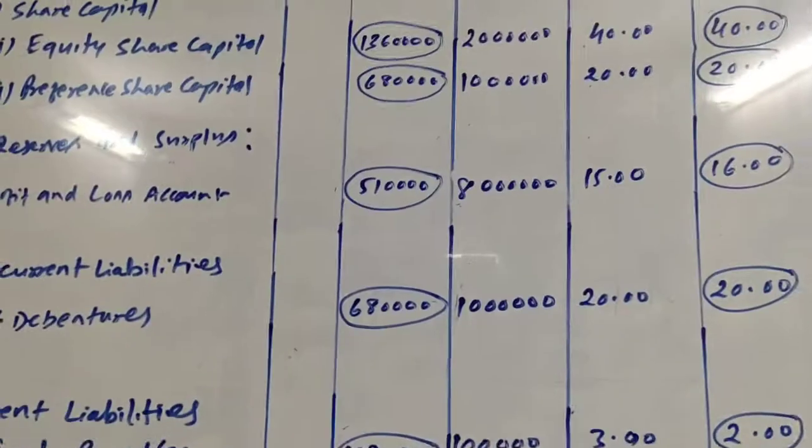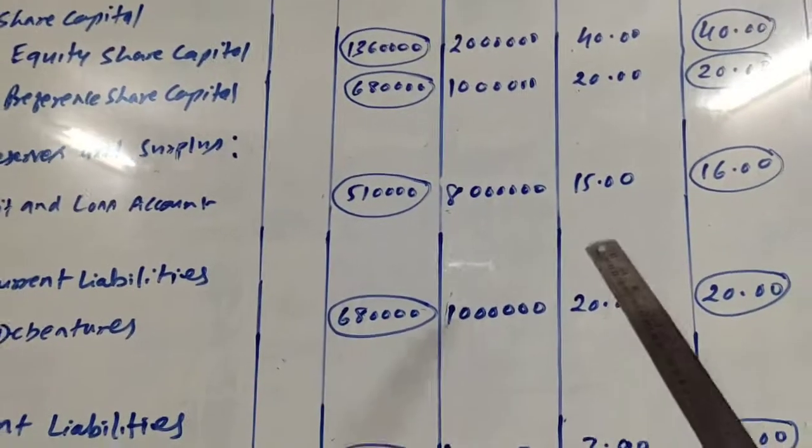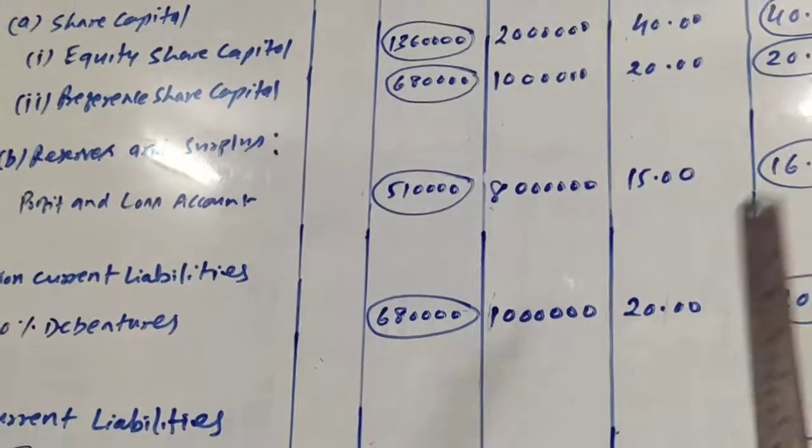Right. The third item is reserves and surplus, which is given as 8 lakh.